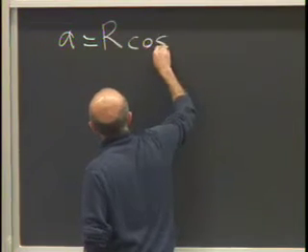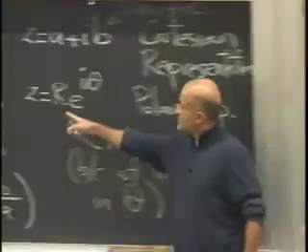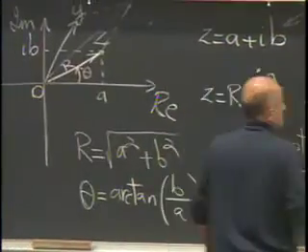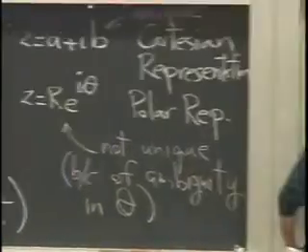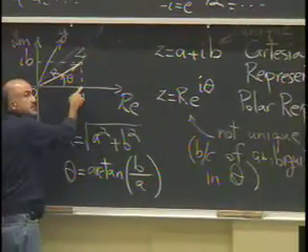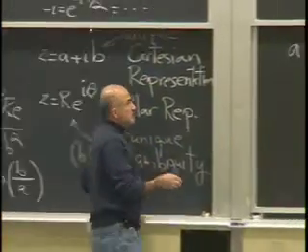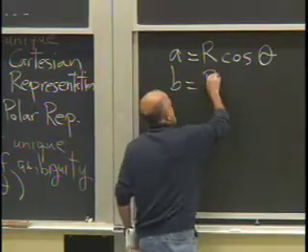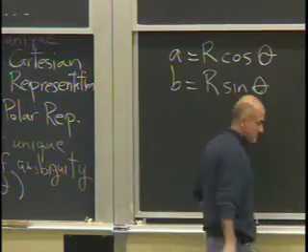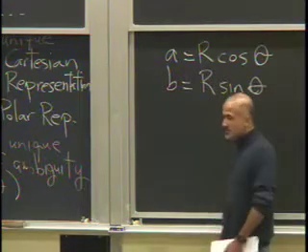Cosine theta. Yeah, because the number z is sitting on a circle of radius r. And when I project this number onto the real axis, it's r times the cosine of this angle. And b is r sine theta. So these are all the relationships that you can infer by simply looking at the picture in the complex plane. That's why I keep insisting, look at pictures, draw diagrams. You get a lot out of it.